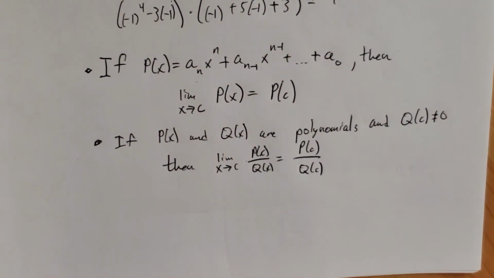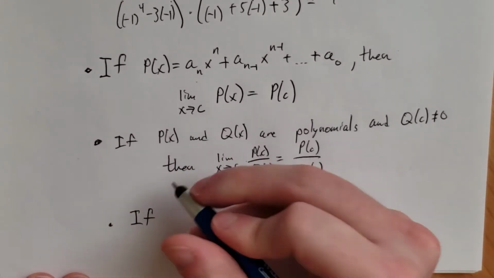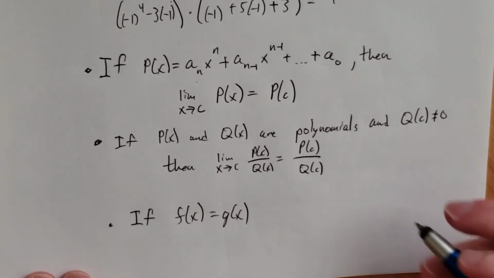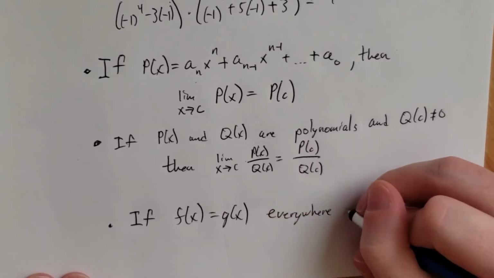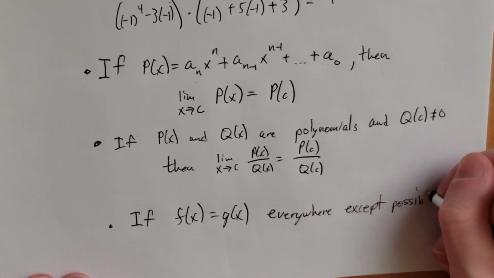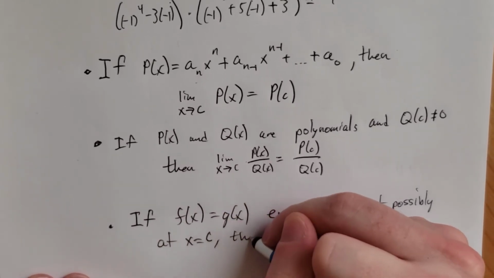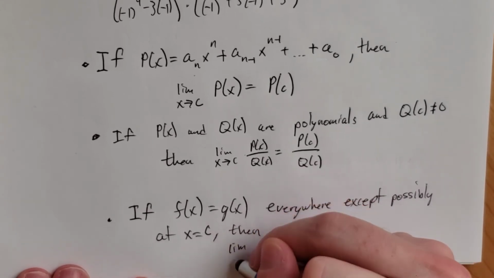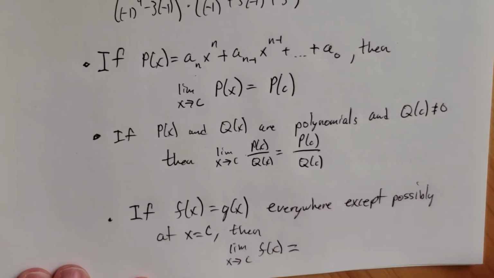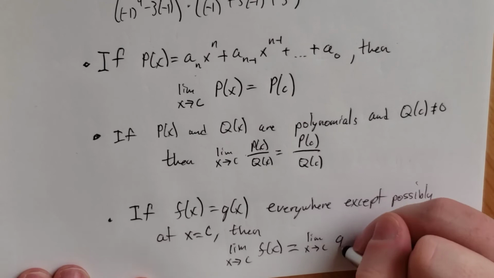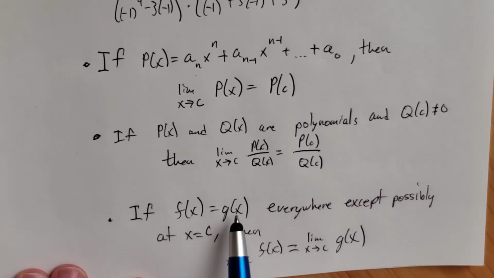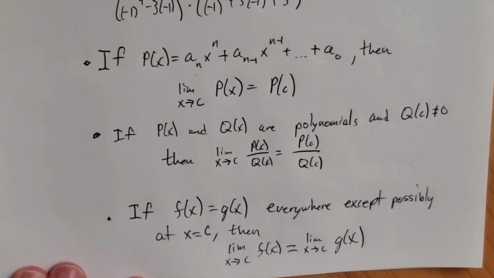When we discuss limits, we only care what happens near the x value that we are approaching. We don't care what happens at that x value. So, in particular, if f of x is equal to g of x everywhere except possibly at x equals c, then we get that the limit as x approaches c of f of x is equal to the limit as x approaches c of g of x. So those limits will be equal as long as those functions are equal everywhere around c. So we don't care what happens at x equals c. Maybe these functions are not the same there, but as long as they're the same everywhere around it, then those two limits are equal.